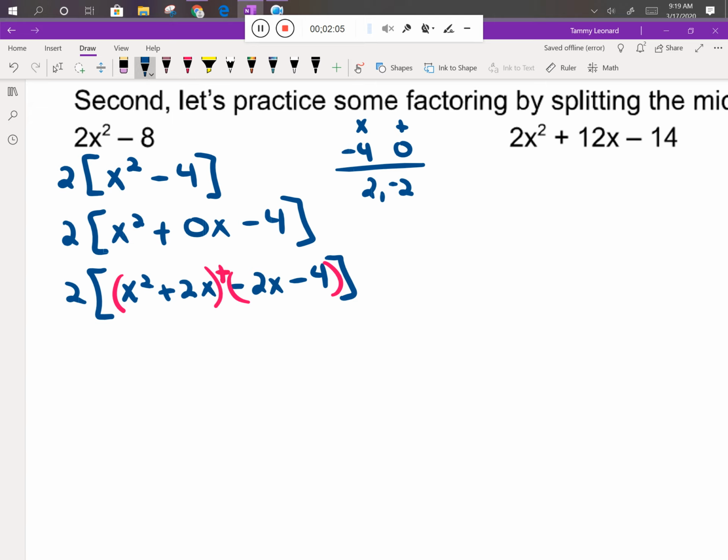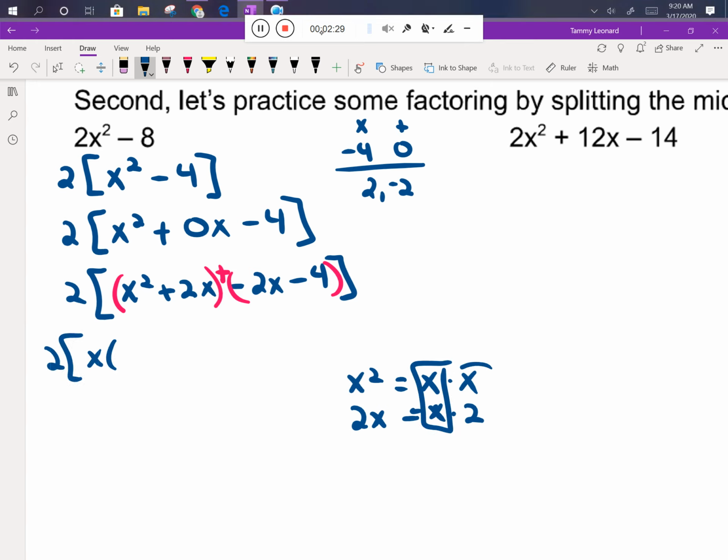It's time to look for greatest common factors. What is the greatest common factor of x squared and 2x? Well, they both contain an x, and I would have to multiply x by x and x by 2 to get back to the original problem. So I have the 2 in the big bracket, but now I've factored out this x that they have in common, and I'm leaving x plus 2 in the parentheses.